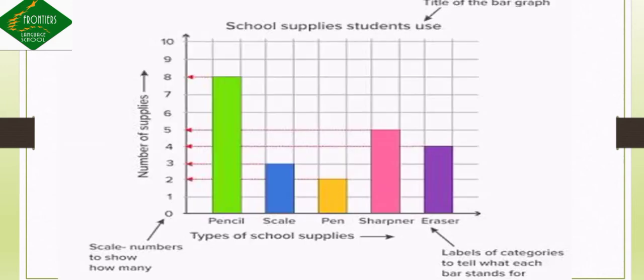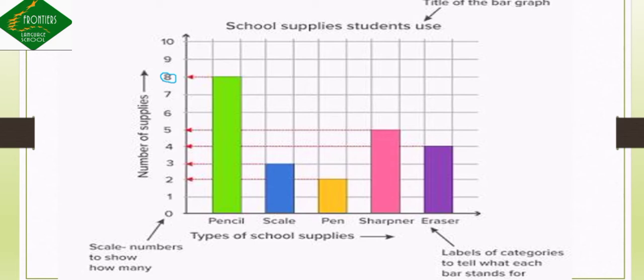If you have this data, I have here a pencil. How many students have a pencil? Go to the word pencil, and go to this bar. This bar is about number 8. So, how many students have a pencil? I have 8 students who have a pencil.